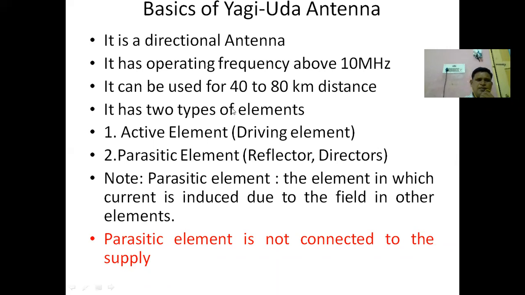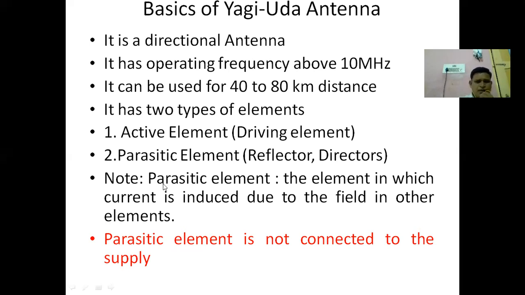It has an operating frequency above 10 megahertz. That's why we call it the VHF and UHF range. We can use this antenna for 40 to 80 kilometers distance. The range of this antenna is around 40 to 80 kilometers. In some cases it is more, up to 100 kilometers also. You can use this type of antenna.